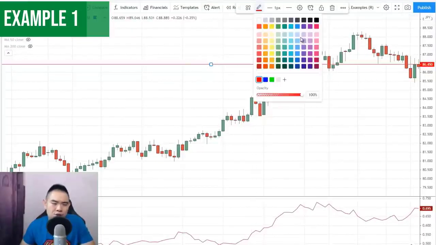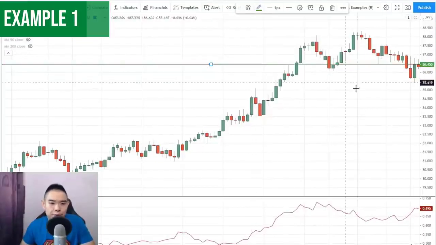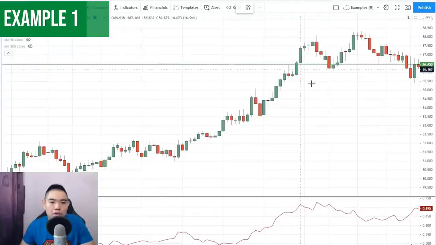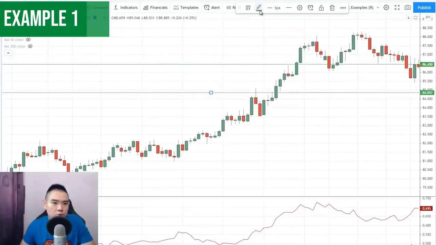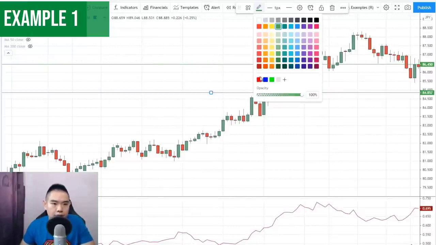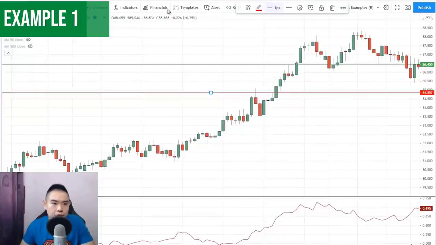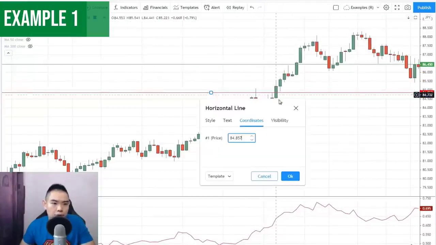I'll change this to, let's say, green. So that's my entry point. Now, what about my stop loss? We just calculated it. Your stop loss will be at 84.72. Let's put it to red. Let me just change this to 84.72. That is my stop loss.